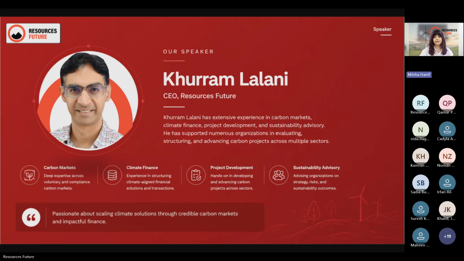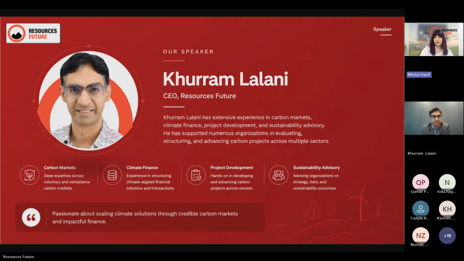So, with that context established, I'd now like to hand over to Khurram, our CEO at RF, who has led the development of this tool at Resources Future. Khurram will walk us through the investment screening tool, the underlying calculations, and of course, the practical examples. Over to you, Khurram.